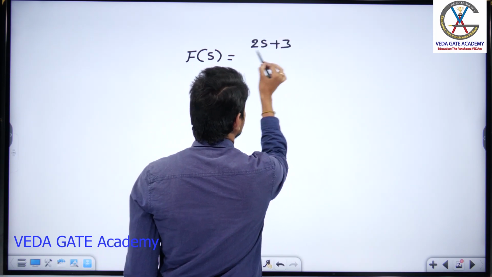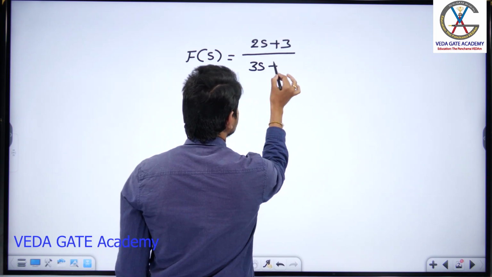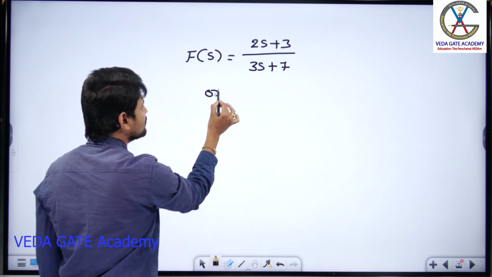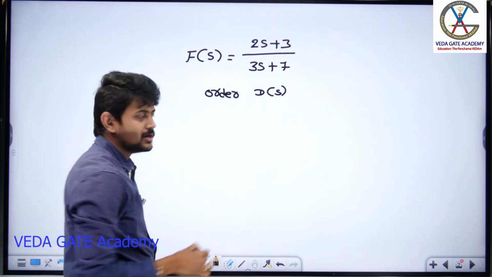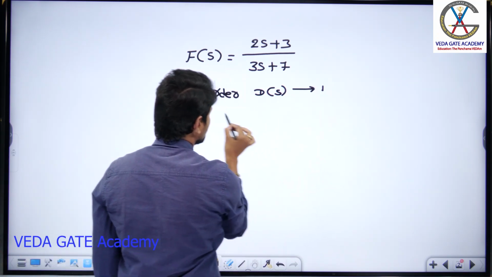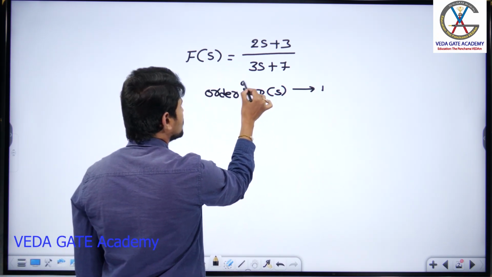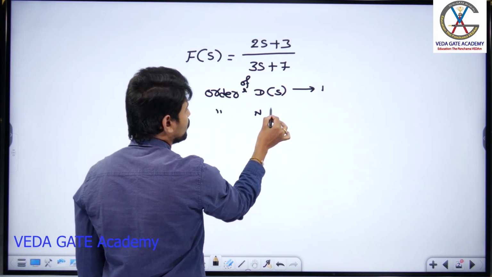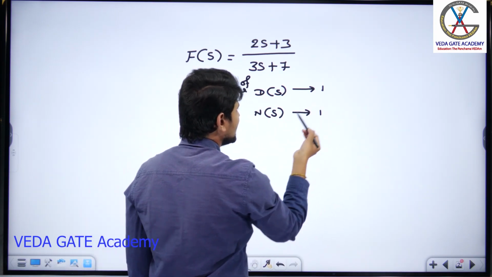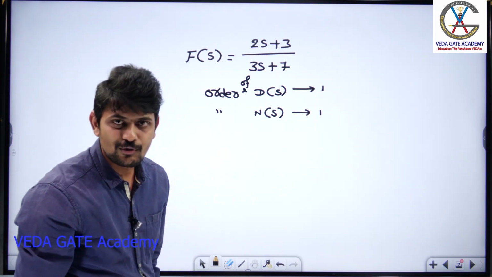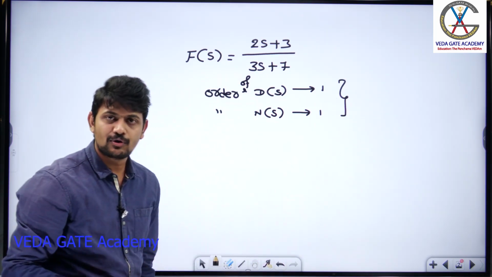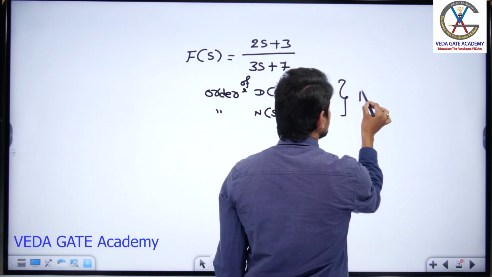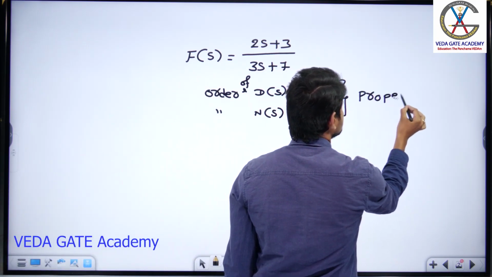Let me take the same example, 2s plus 3 divided by 3s plus 7. Now can you tell me what is the order of denominator polynomial, guys? Order of denominator is how much? 1. Whereas the order of numerator polynomial in this example is also 1. Can I say order of denominator is exactly equal to numerator? Yes. Whenever the order of denominator polynomial is exactly equal to numerator polynomial, such kind of functions we can call proper functions.